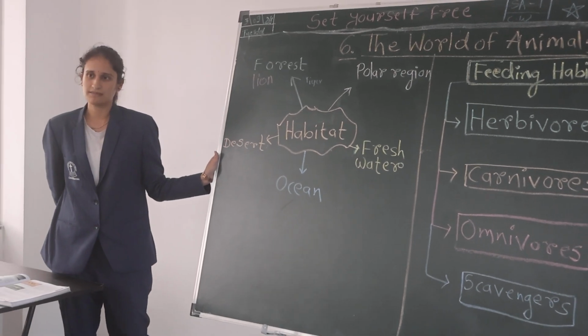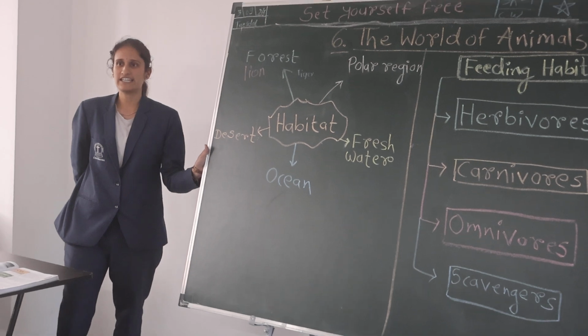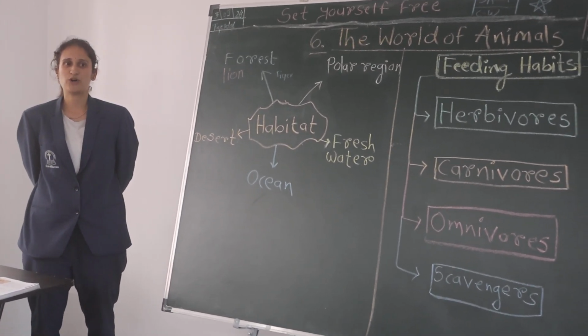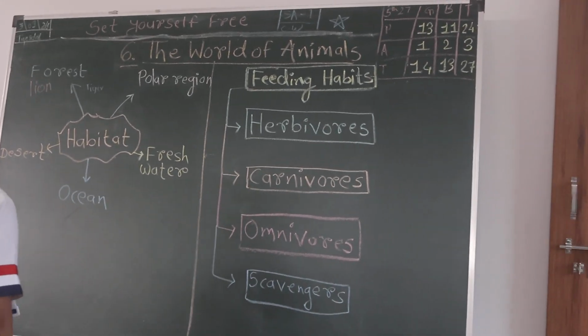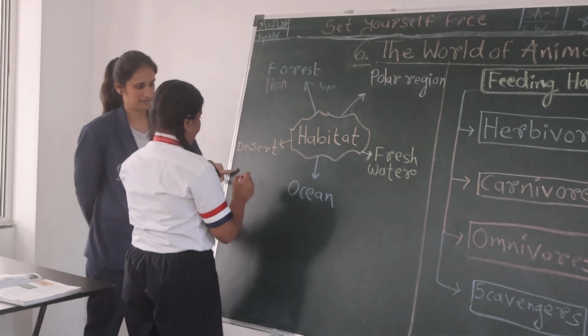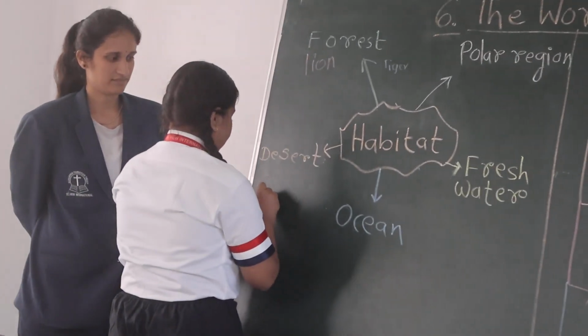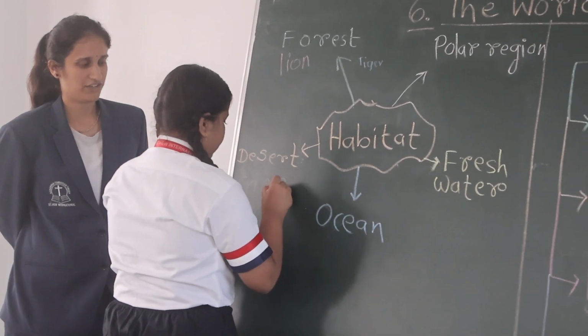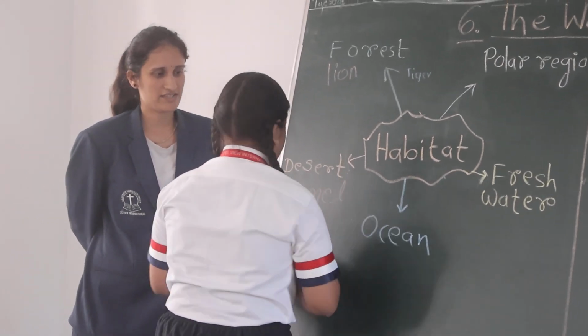Who lives there? Come Sejal. Animals who live in desert. You have to write an example. After Sejal, it is the boys' turn. Okay? Take your phone. Okay, very good. Camel. She has written camel.